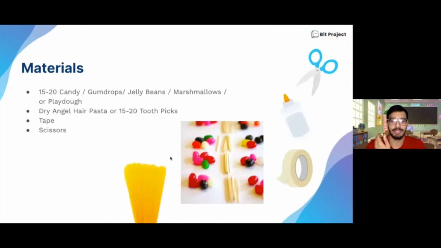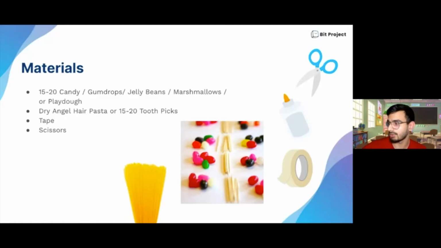As you saw in the materials on the previous slide, we're building a house with candy. We want you to have maybe 15 to 20 pieces of candy. They can be gumdrops, jelly beans, marshmallows, any type. I have some jelly bean type candy and also some square type candy. You can use mini marshmallows or large marshmallows or even Play-Doh, any type of soft candy that can be shaped easily.